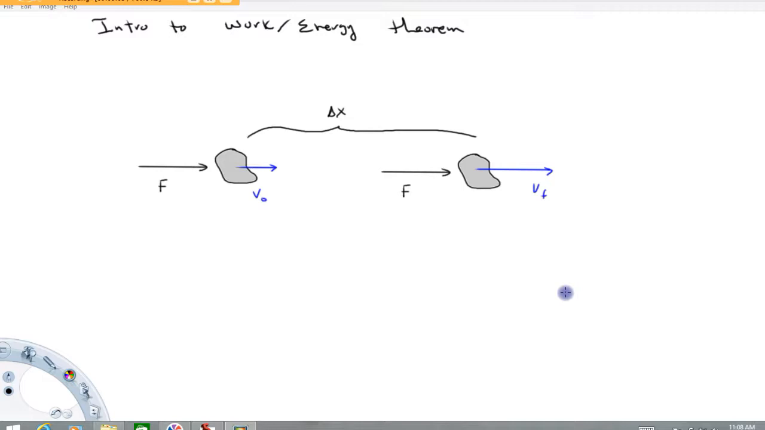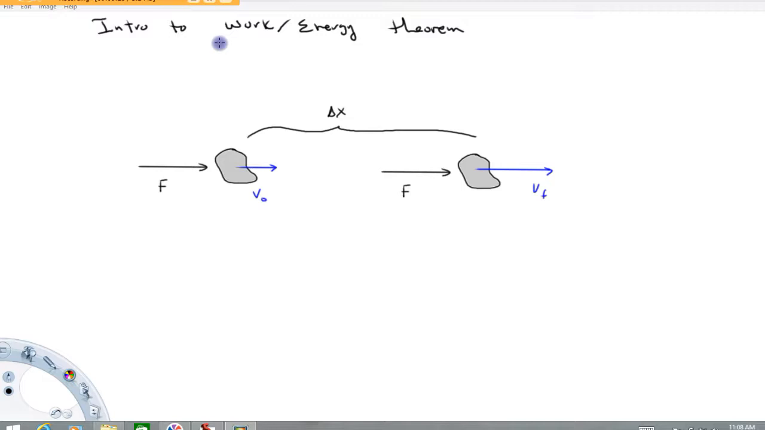Making this video to be an introduction into the theorem of work and energy. Now first of all, I'd like to chat a little bit about the term theorem. In mathematics, a theorem is something that is provable beyond all shadow of a doubt. If you find one counterexample, it's not considered a theorem and thrown out.